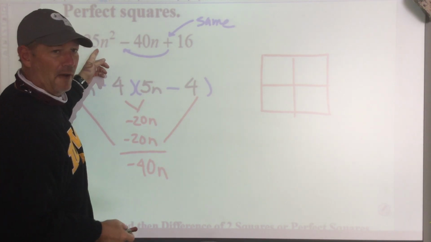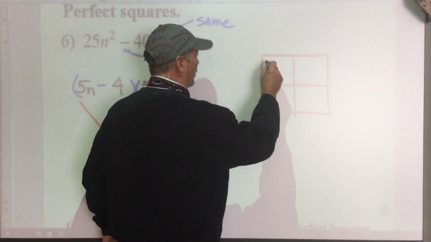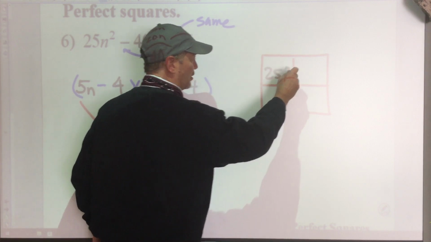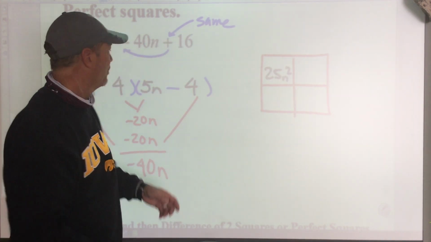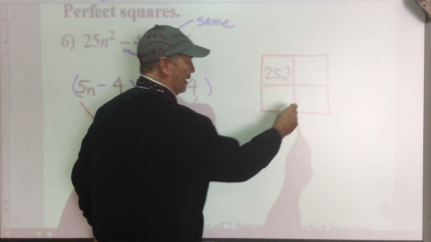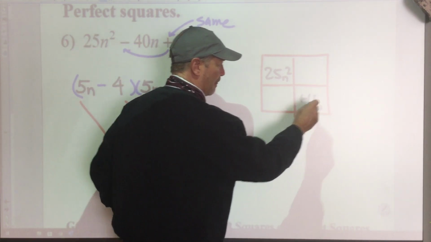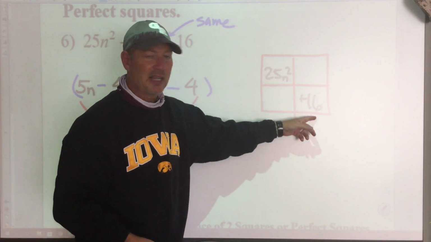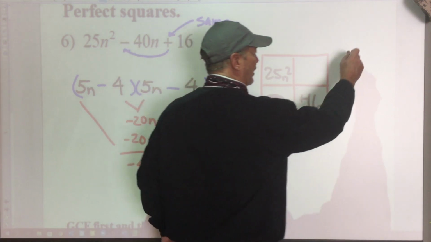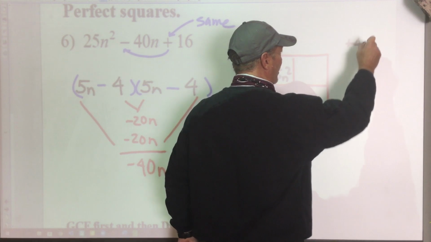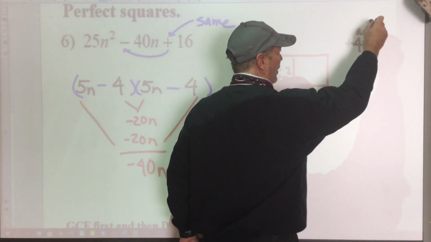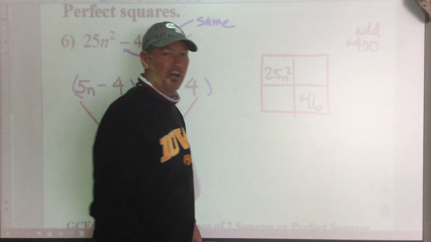And we put 25n squared, just like last time when we did the box method. We put the positive 16 in this box. And then we multiply these together. 25 times 16 is a positive 400. Since that's a positive 400, we're going to add to find our combination.